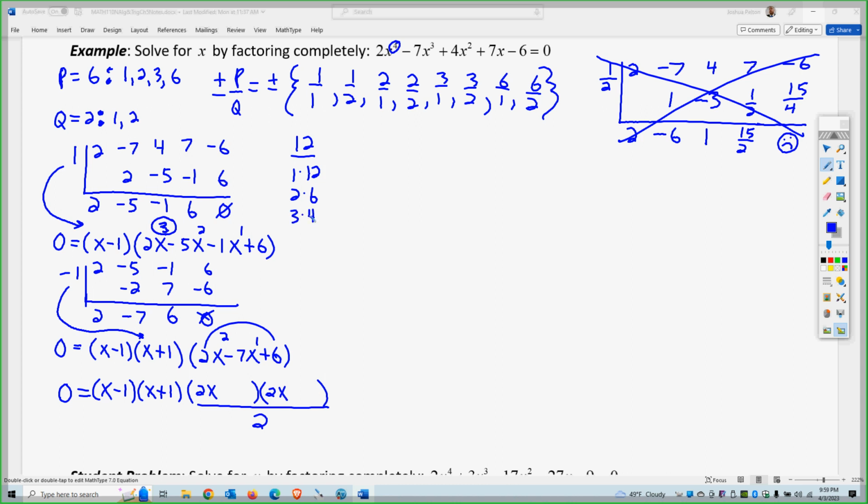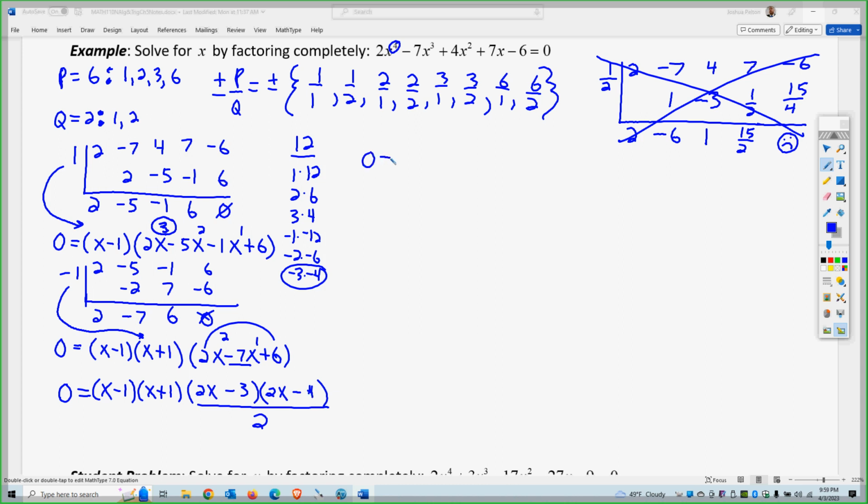3 and 4. Okay, so then we have negative 1 times negative 12, negative 2 times negative 6, and negative 3 times negative 4. All right, those are all the factors of 12. Well, we want negative 7, so that's clearly the combination there, right? So negative 3, negative 4.